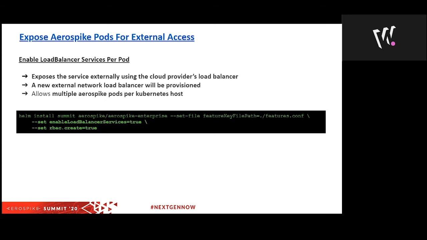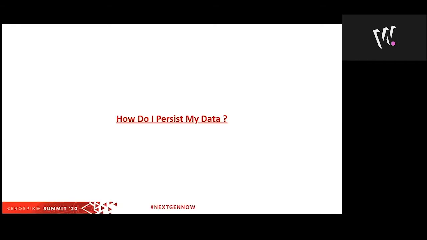The last method is load balancer services per pod. This is specific to cloud. If we set the flag enable load balancer services equal to true, this will provision a network load balancer, and you will of course be charged for the load balancer. For setting up your development environment, you may not need this option, to cut costs. But on cloud, you can use this option. This will create a load balancer for each Aerospike pod, and the applications can connect to the Aerospike cluster using the load balancer IP and load balancer port.